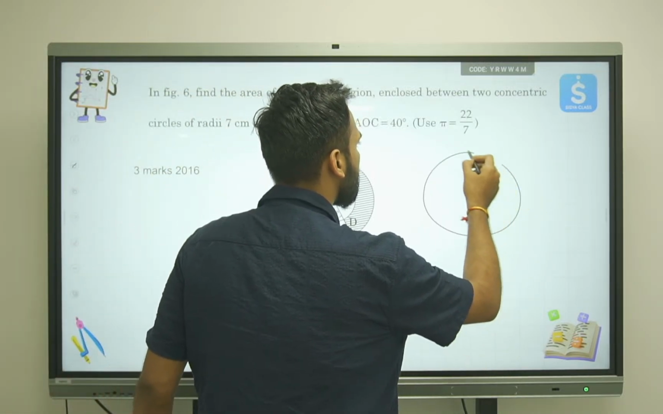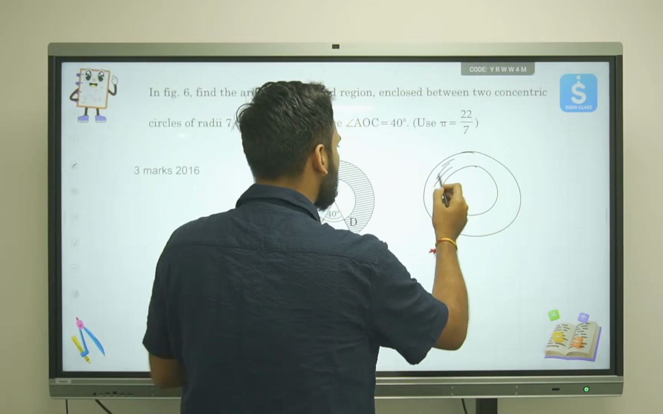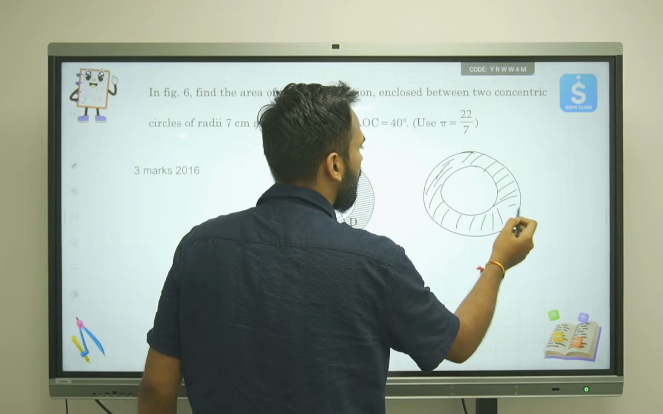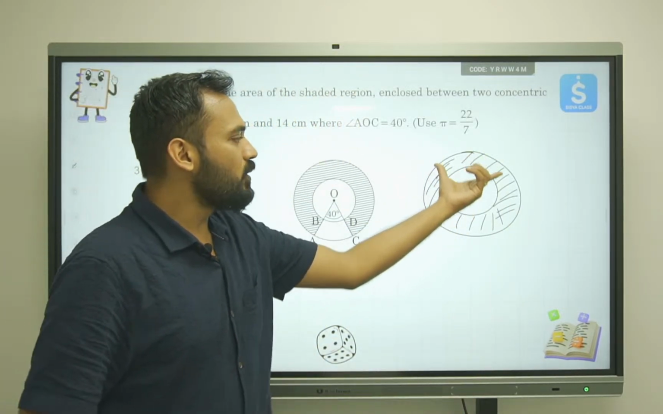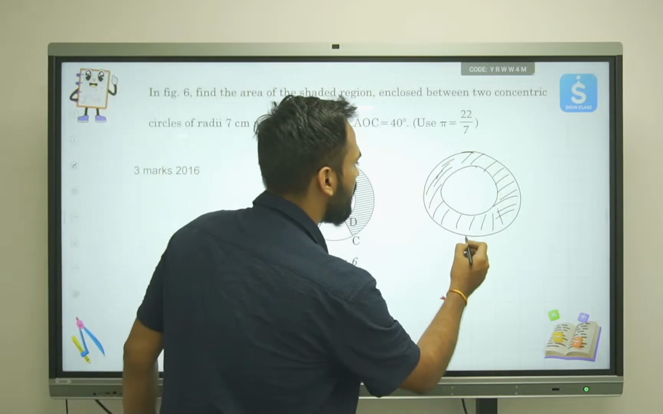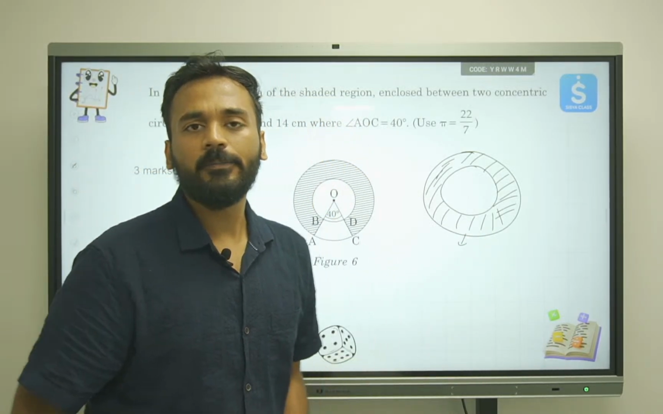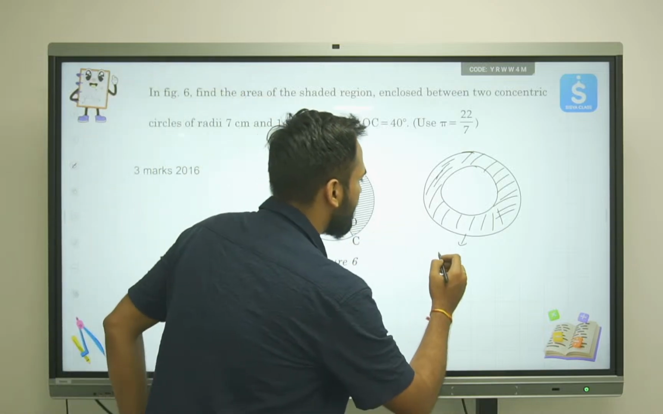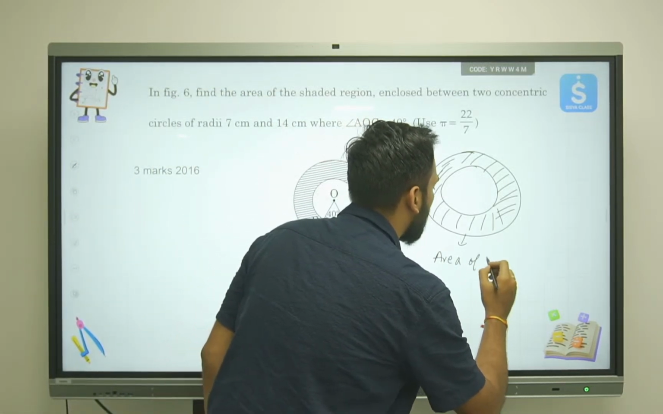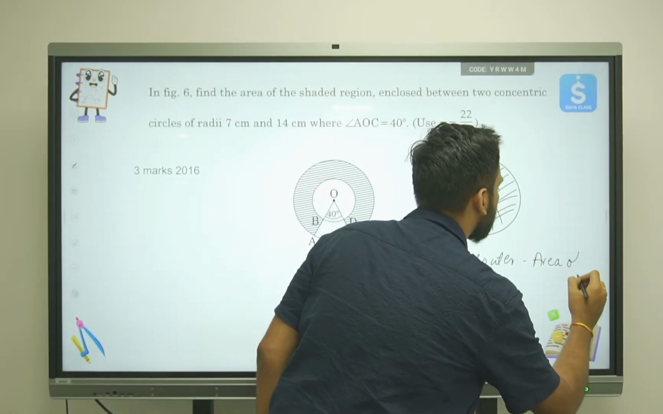I'll draw this, the outer circle and the inner circle. If I want to find out this much area, between the outer circle and the inner circle, this shaded area, it will come out to be area of the outer circle minus area of the inner circle. So let me find this area out first: area of outer circle minus area of inner circle.